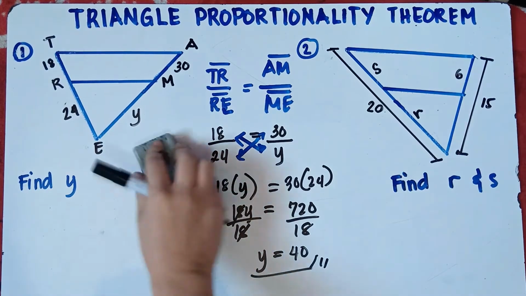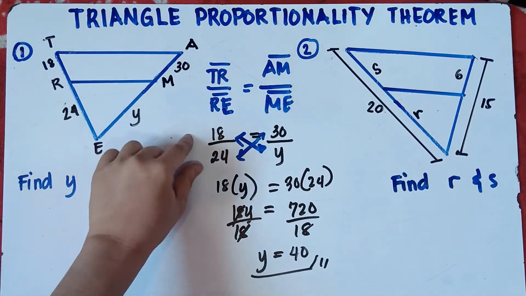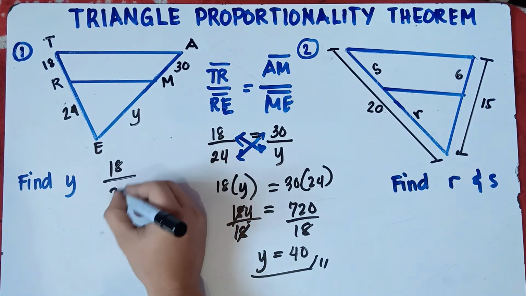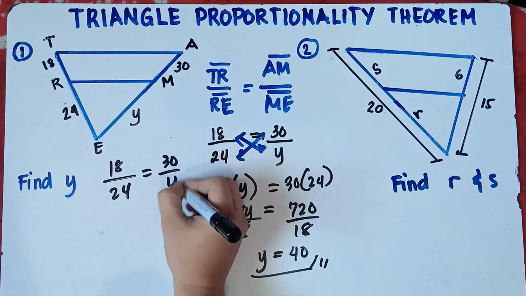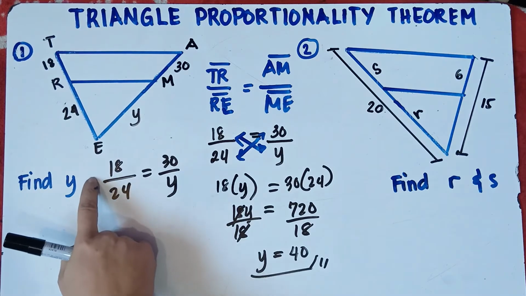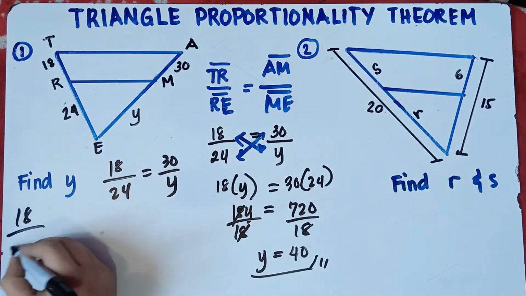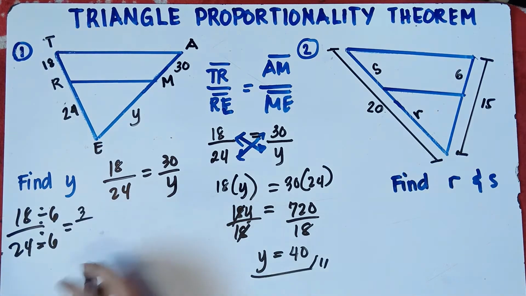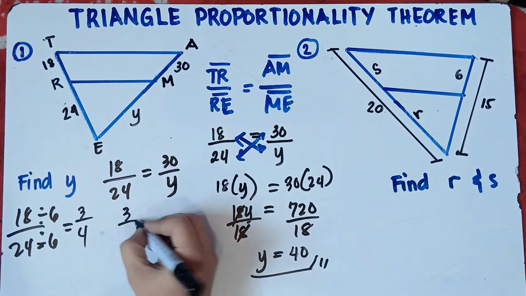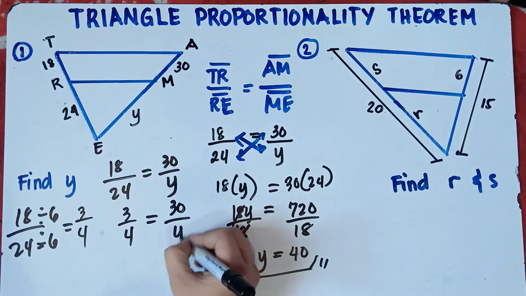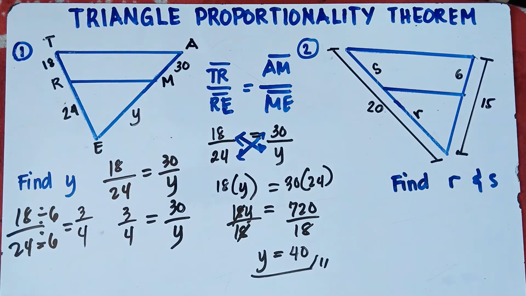Now the other solution, class, that's why you always check if you can reduce the fraction before doing the cross multiplication. Now for 18 and 24, we can reduce this one by what number, class? You find the GCF, the greatest common factor. That's correct. We can reduce this one by 6, right? We can divide 18 by 6 and 24 by 6. So 18 divided by 6, that is 3. 24 divided by 6, that is 4. So instead of 18 over 24, it will be 3 over 4 equals 30 over y. So once again, reduce the fraction before doing the cross multiplication.